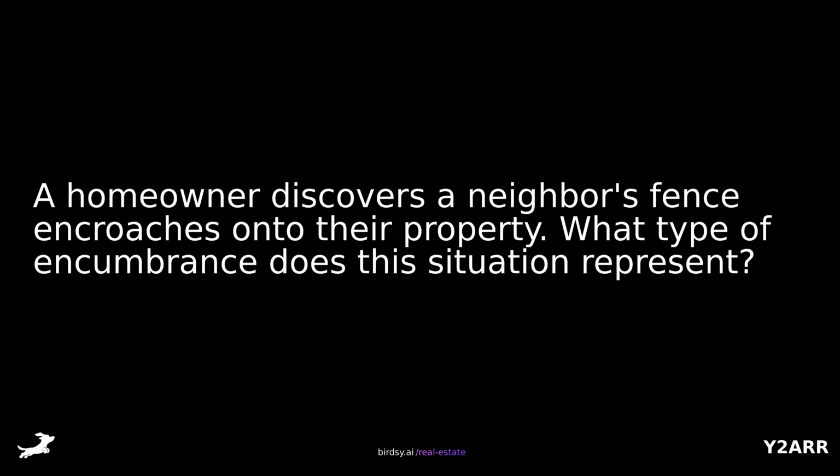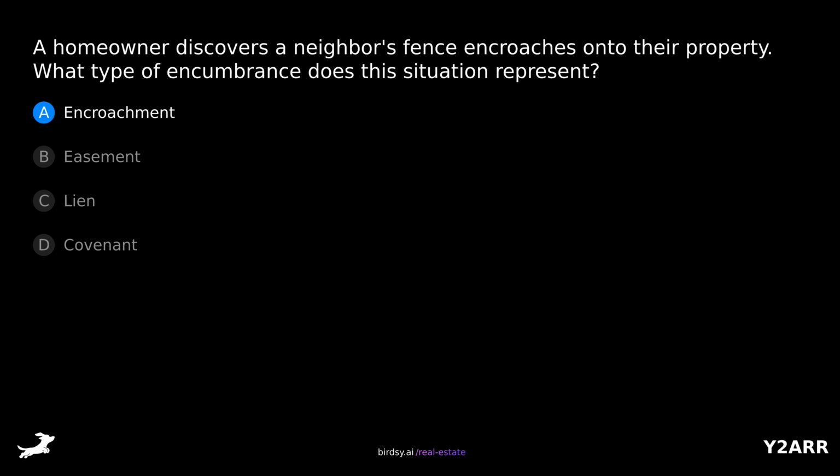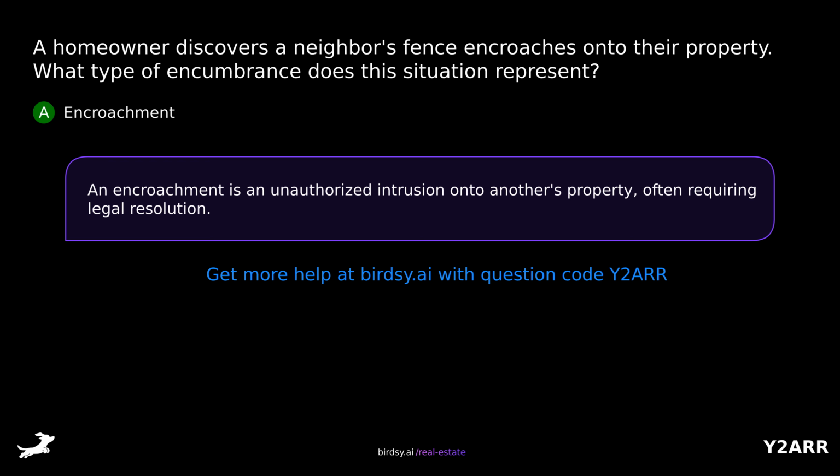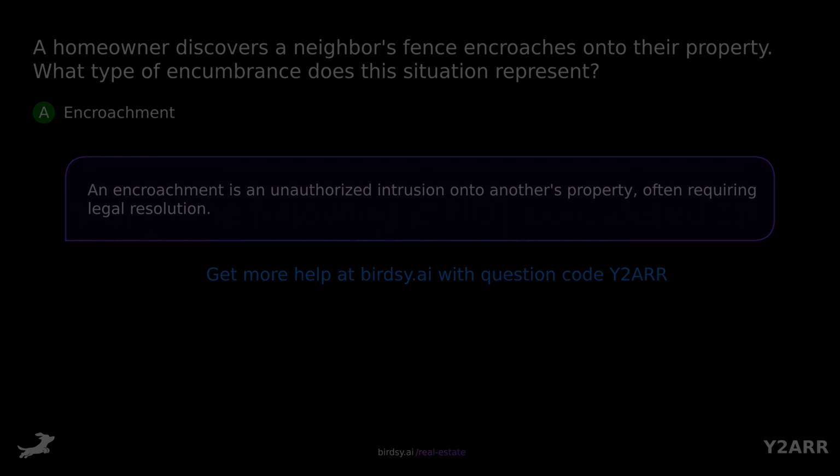A homeowner discovers a neighbor's fence encroaches onto their property. What type of encumbrance does this situation represent? Is it A. Encroachment, B. Easement, C. Lien, or D. Covenant? The answer is A. Encroachment. An encroachment is an unauthorized intrusion onto another's property, often requiring legal resolution.